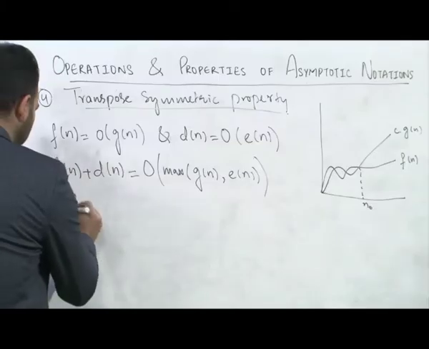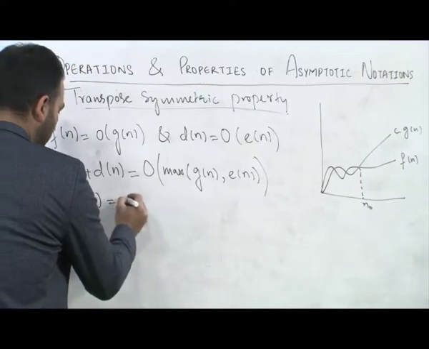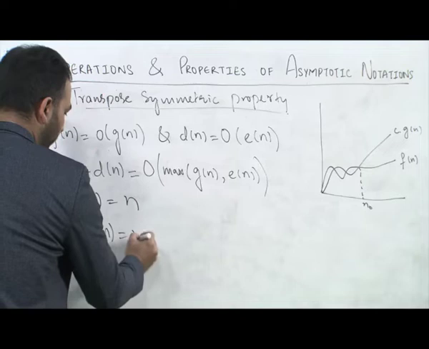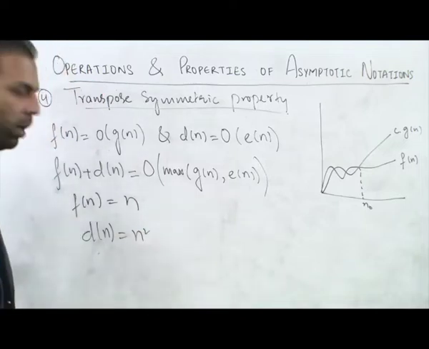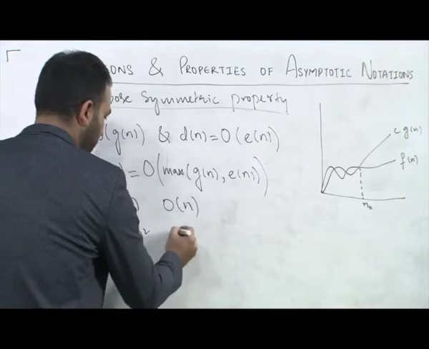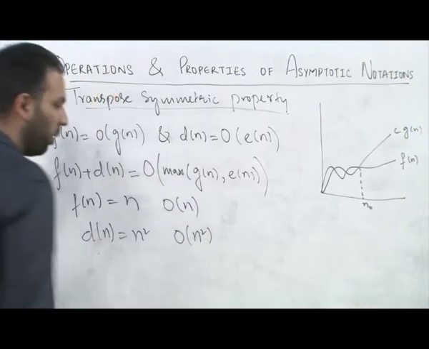If f of n is equal to n and d of n is equal to n square, okay. So what is f of n? It is order of n, and what's d of n? It's order of n square, fine.